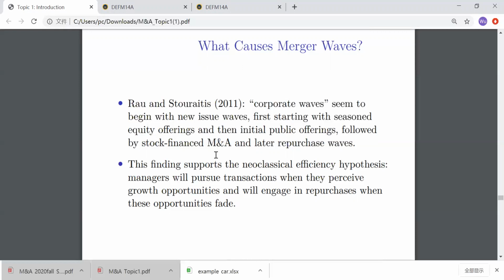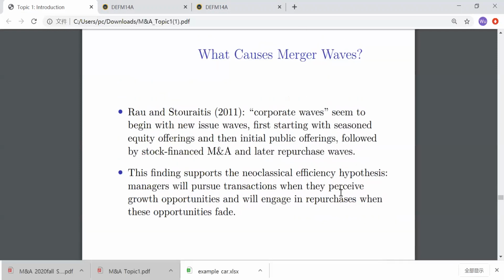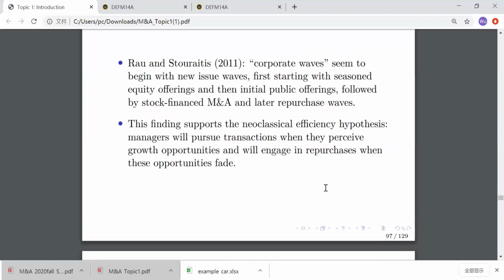Now, after they pursue transactions that they feel will bring them growth opportunity, right? In that case, growth opportunity might dissipate over time. Now they don't have more growth opportunity, right? They don't have good targets to purchase. In that case, they will engage in repurchases, right? Repurchases are an action that can potentially increase shareholder value, right? So this is the sequence of events that happen in the merger waves.